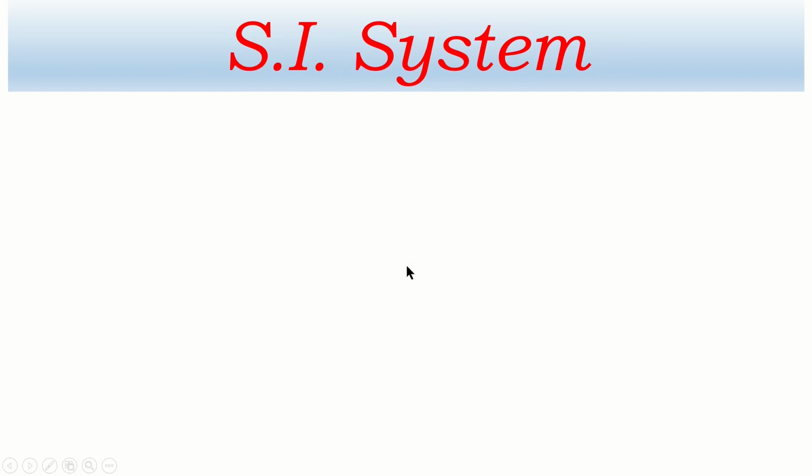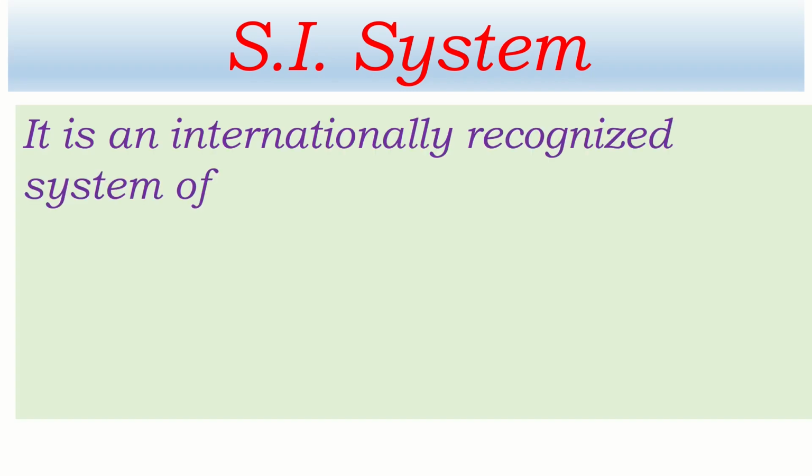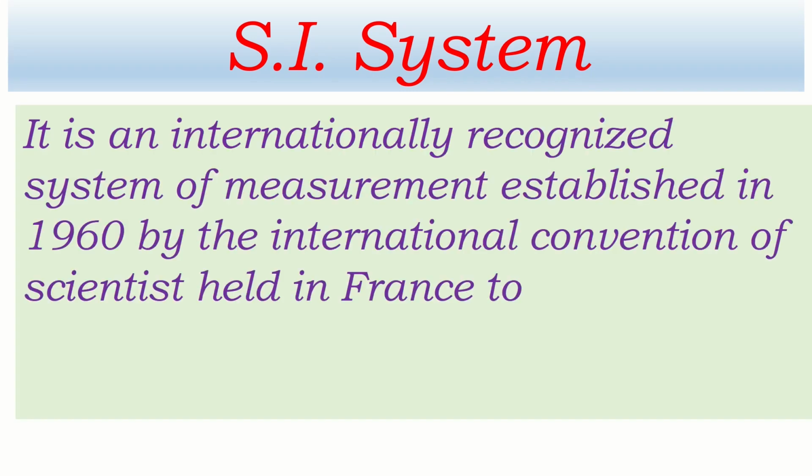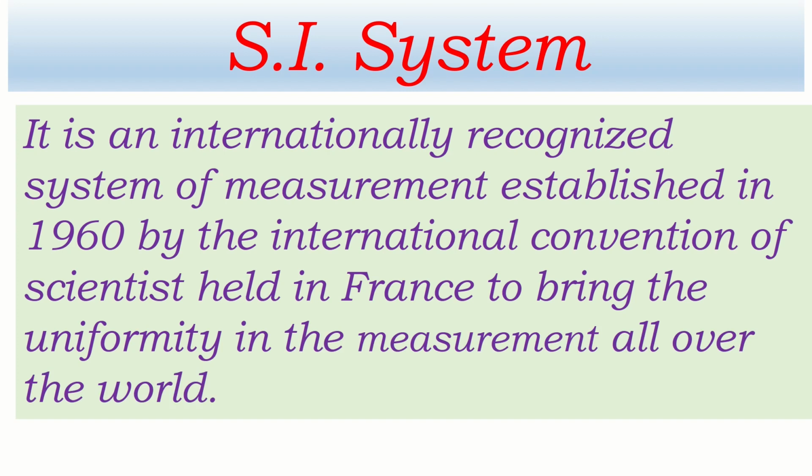Okay, let's go forward. SI system. The SI system is widely used all over the world in scientific measurement. Actually, this system is established to bring uniformity in scientific measurement. So, we can define it this way: it is an internationally recognized system of measurement established in 1960 by the International Convention of Scientists held in France to bring uniformity in the measurement all over the world. Just remember, it was established in 1960 by the scientists in France to bring uniformity in scientific measurement all over the world.